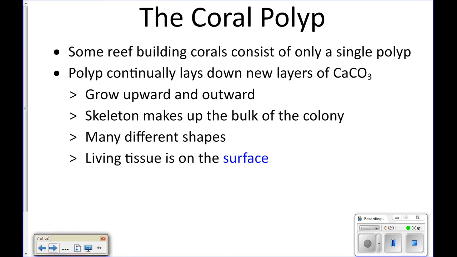Okay, so I'll pass this around so you can see it. It's pretty cool, but this is one single coral animal as compared to the one that we just passed around, which is many animals all living together. Okay, so you can see that. And yes, the living tissue is just on the surface. Okay.